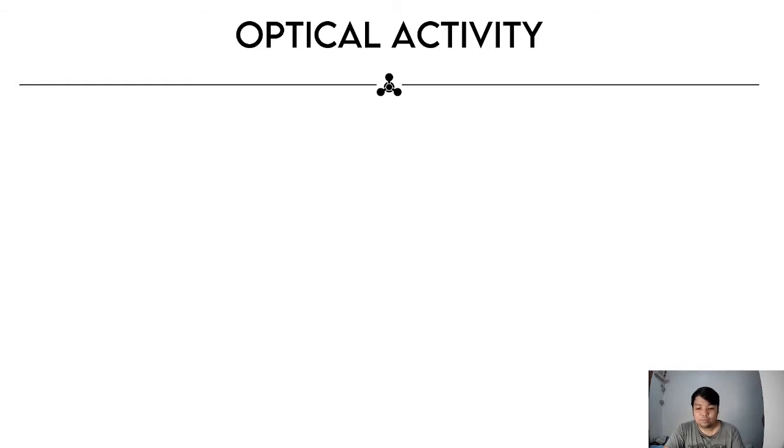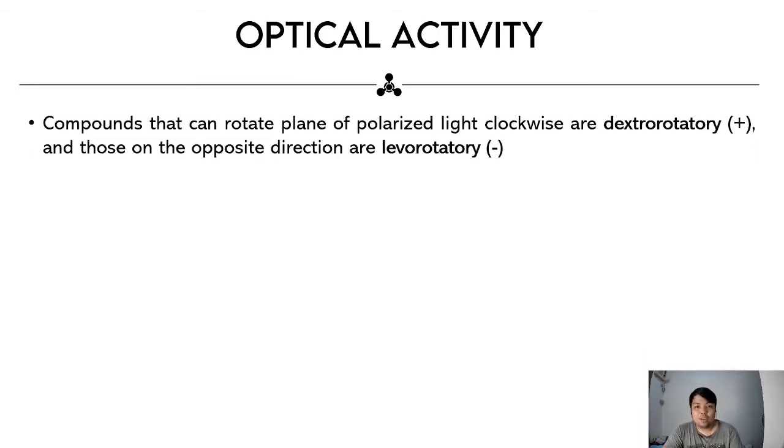Now, chiral molecules that can rotate plane polarized light in a clockwise direction are called dextrorotatory, and those in the opposite direction are levorotatory. You have to remember that enantiomers of the same molecule will have the same specific rotation. However, they will rotate the plane polarized light in opposite directions.